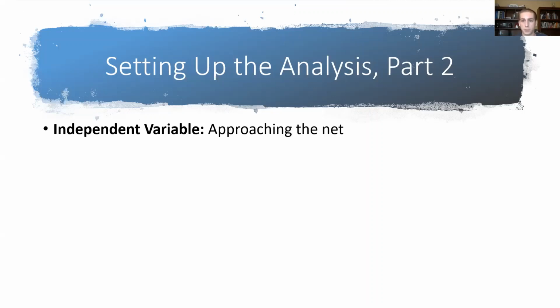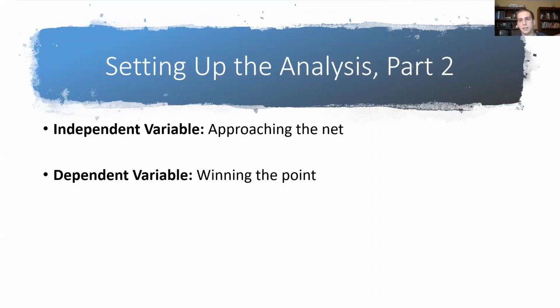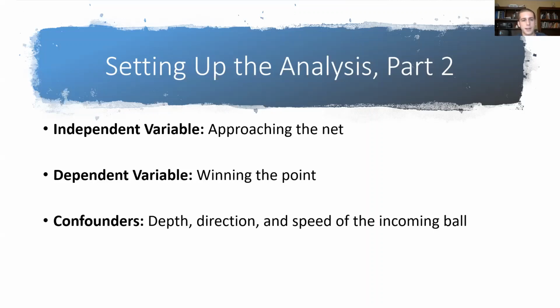In this case, that's approaching the net. The dependent variable, these are just more statistical terms. The dependent variable is what depends on the independent variable. So the dependent variable here is winning the point. The point is that winning the point depends on whether you approach the net. That's why we're looking at win probabilities here. And lastly, the confounders. I'm going to throw the confounders into this analysis too, because I have to account for them. Depth, direction, speed of the incoming ball, the same three confounders that I just discussed a couple of minutes ago.